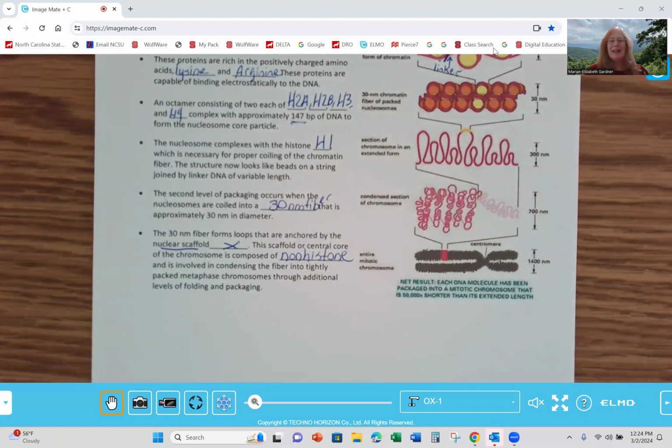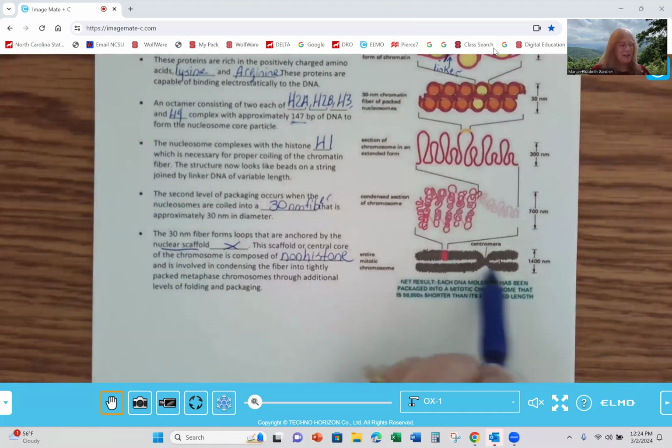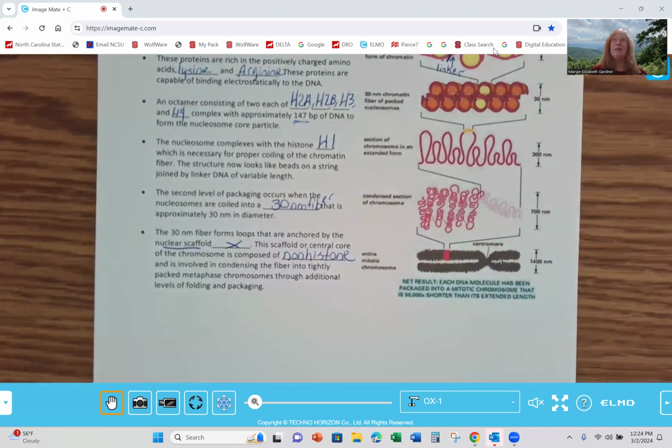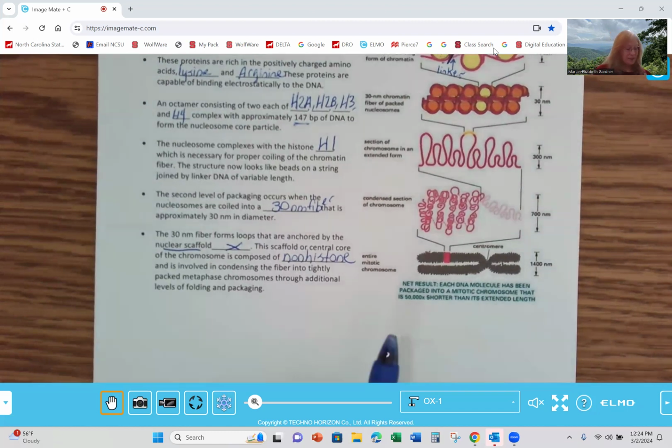It's actually kind of cool. I think in the lecture I mentioned this, that if you get rid of the histone proteins and the DNA and look just at what's left of a metaphase chromosome, you have the nuclear scaffold, and it looks like what you would expect the scaffold of a metaphase chromosome would look like. So I thought that was kind of cool.